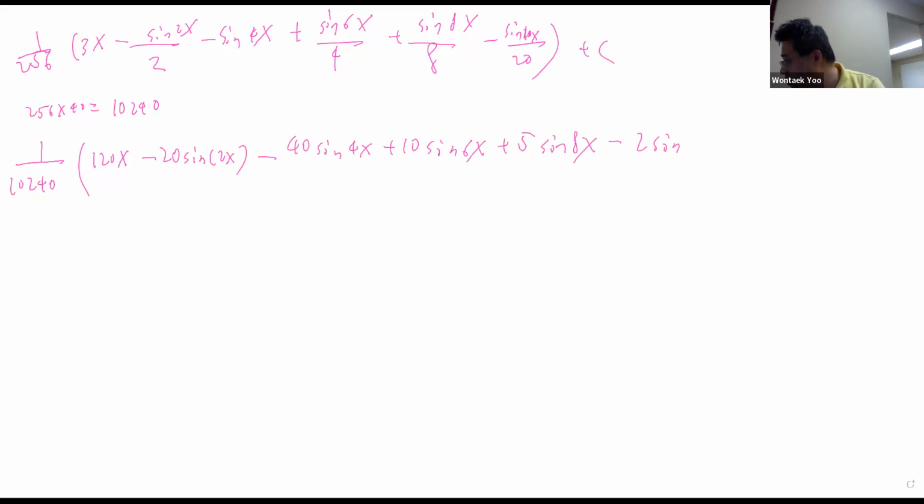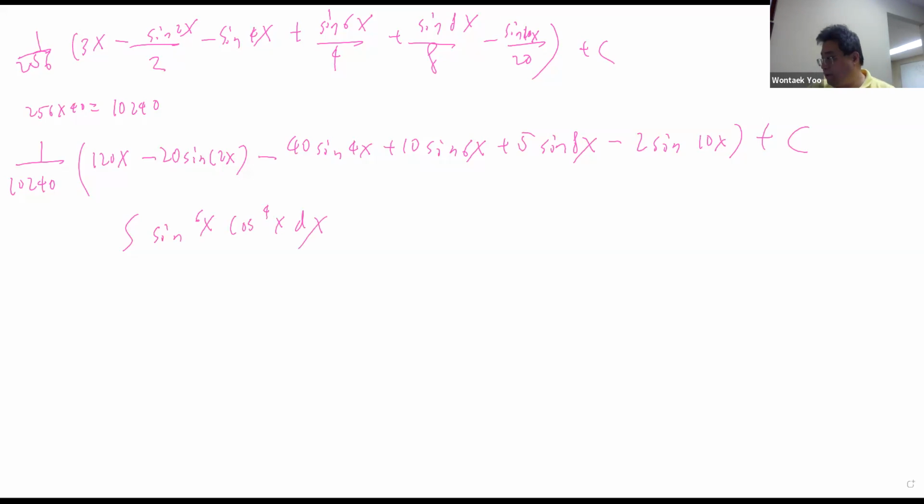Yeah, there was a c there. And then, of course, you have the c. So this will be the solution you will get when you do the integration of sine of 6x cosine of 4x dx.